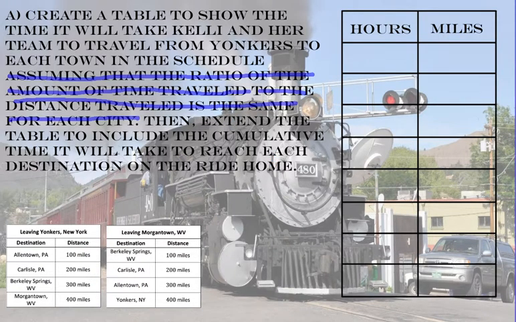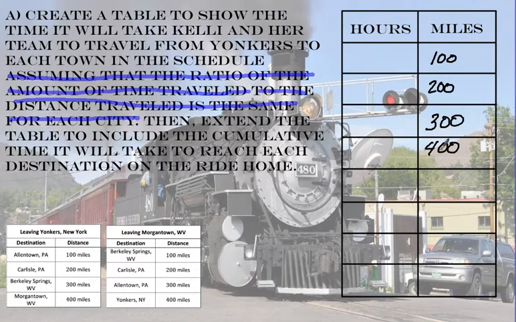So to start off, I am going to write down that I know my number of miles is 100 because I'm going to Allentown, and then it's 200 miles, and then it's 300, and then it's 400. Now, for this table, what we're doing is we're talking round trip. So we're talking total number of miles.